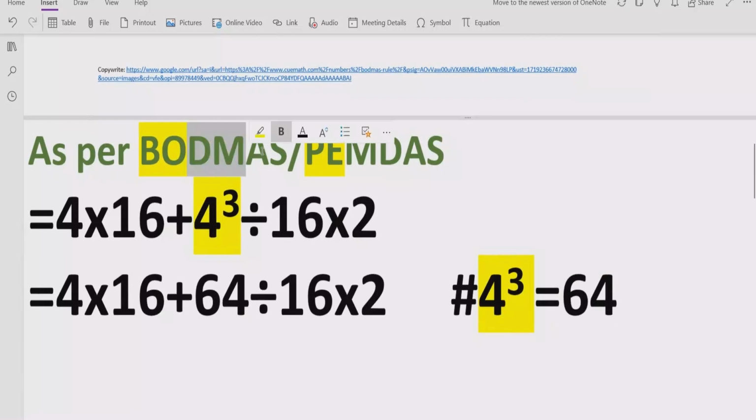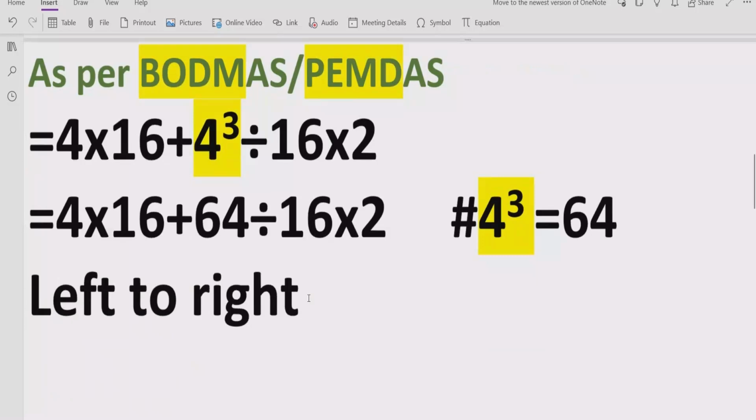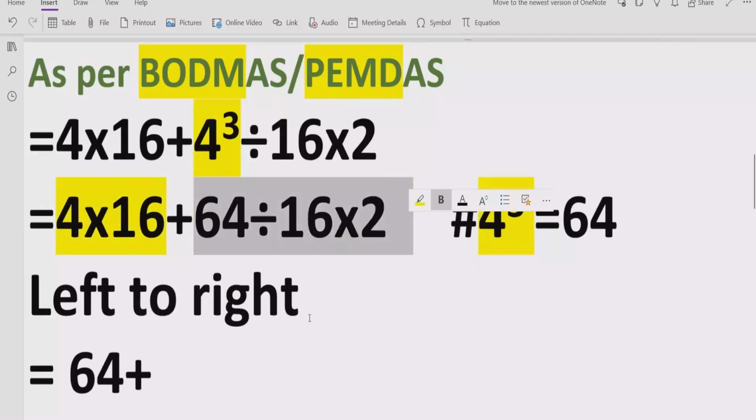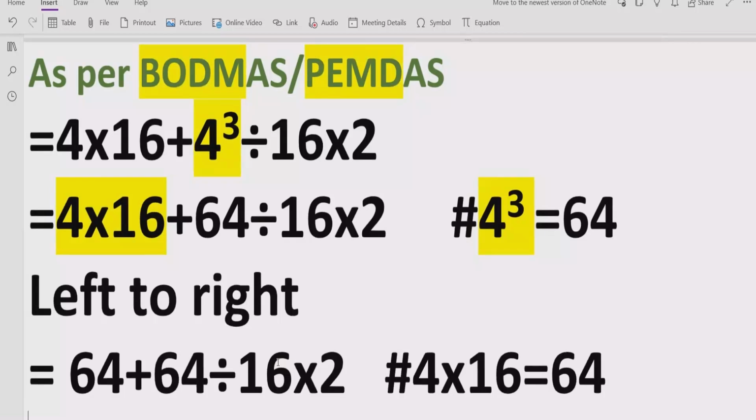Now we will solve division and multiplication. You have to go left to right in this expression. So now we will see which is coming first. First we have 4 multiplied by 16, which is multiplying each other. So we will multiply both of them and get the answer 64. And plus the other parts, we will write as it is. And here we will give the reference 4 multiplied by 16 equals 64.